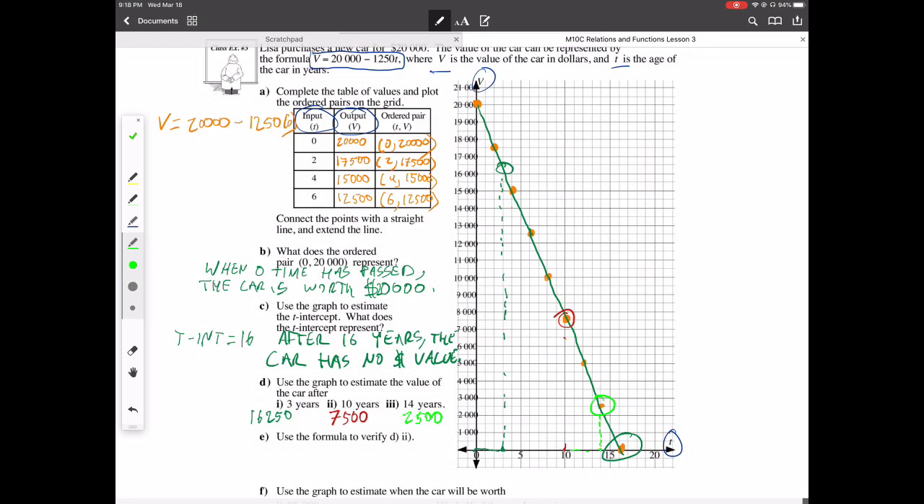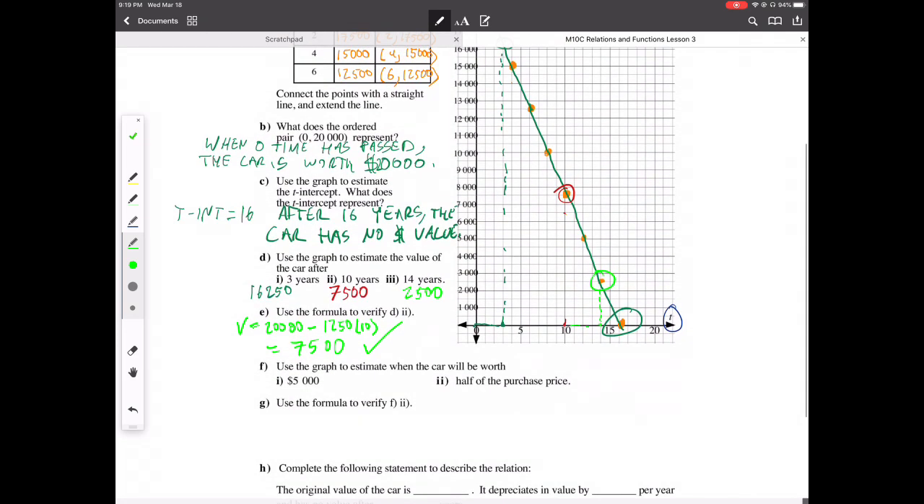If I'm using the original formula that I have up at the top here to verify the second case, or the 10 years, then I'm going to say that V is equal to 20,000 minus 1250 times 10. When I put that in my calculator, I get 7,500, which matches the information that we had.